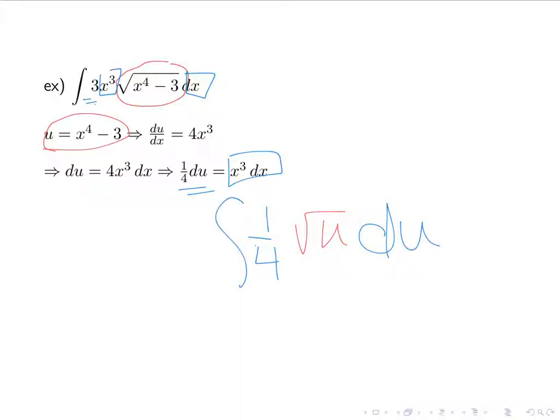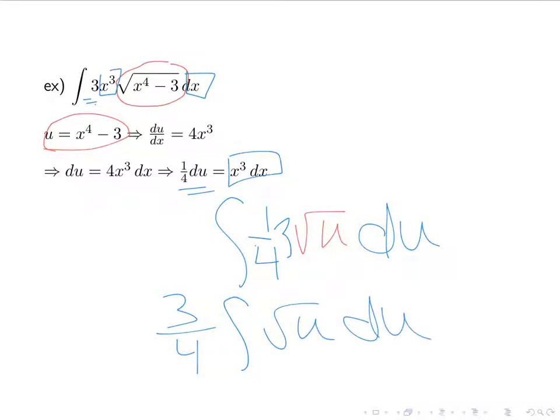And then I still have this 3. So I'm going to shove that in there. So I have the 1/4 du, I have the square root of u, and I have the 3. So I'm going to clean this up. My 1/4 times 3 becomes 3/4. Again, that's the coefficient. I'm going to pull it out of my integral. And then I have root u du. So again, the du is always at the end.